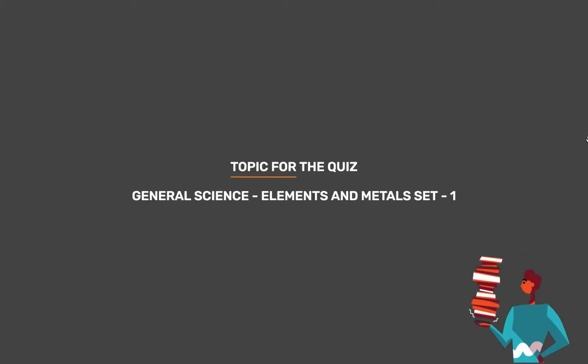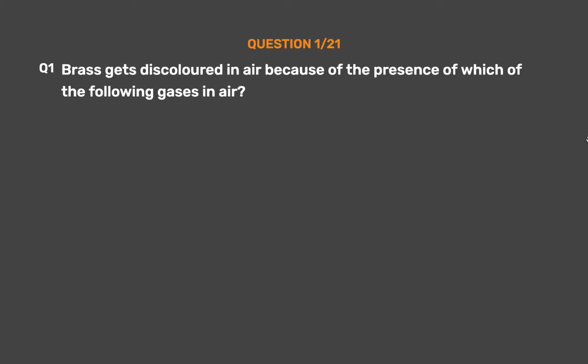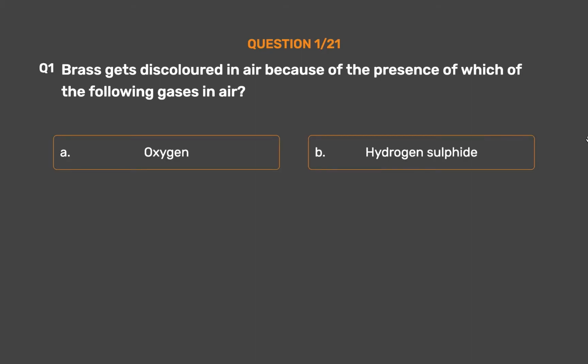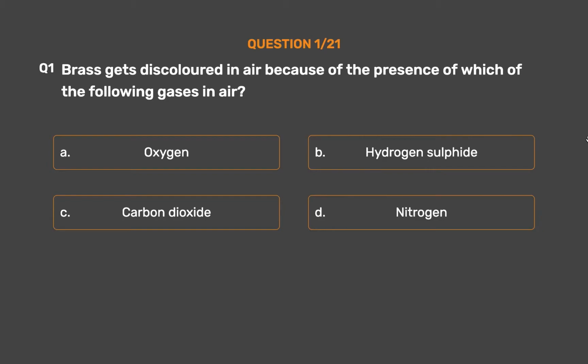Topic for today's quiz is General Science, Elements and Metals Set 1. Question number 1. Brass gets discolored in air because of the presence of which of the following gases in air? Option A. Oxygen. Option B. Hydrogen sulfide. Option C. Carbon dioxide. Option D. Nitrogen.